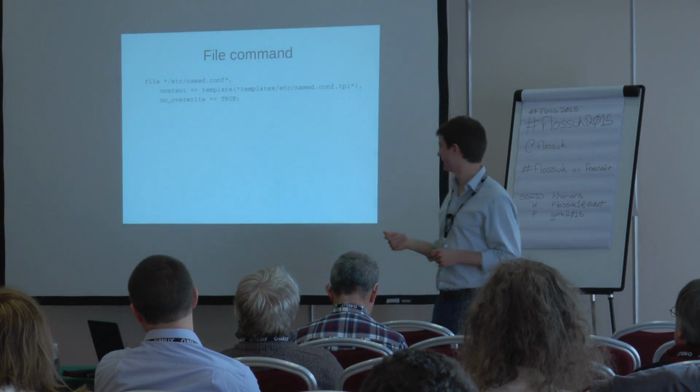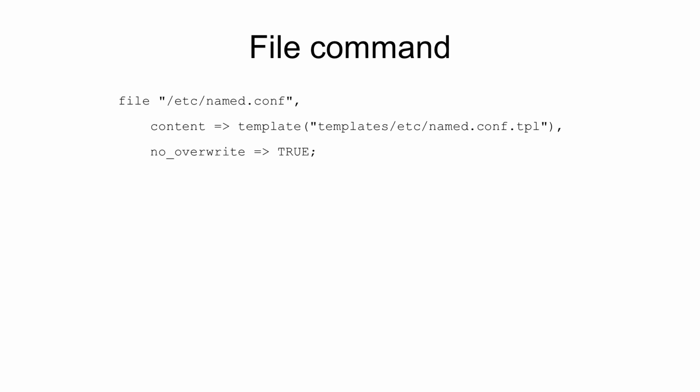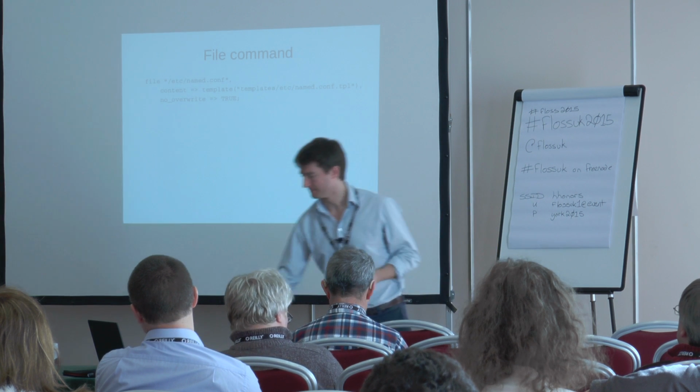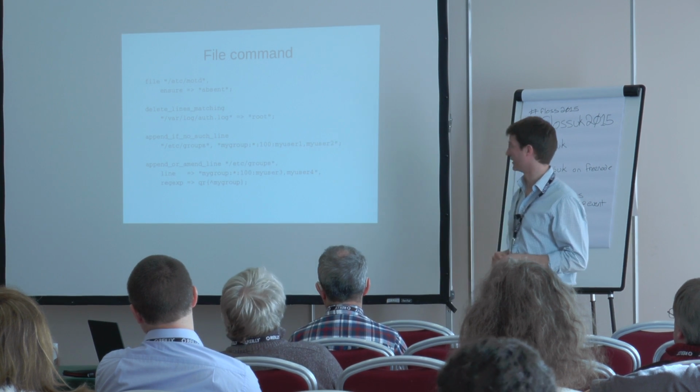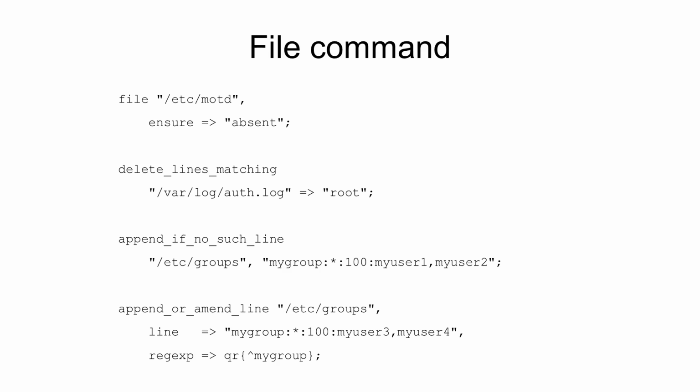A few more examples. You can add a no-overwrite parameter if you don't want to overwrite a file even if it hasn't changed. So if it already exists, it will just skip over this command. And just a few other examples. Ensure that it's absent, which is just a way of deleting the file. Then, delete any lines matching something, I think that's a regular expression, the root there in the second example. Append if no such line exists. So again, I think that's right, it'll look for an exact line and then append that line if it doesn't exist.